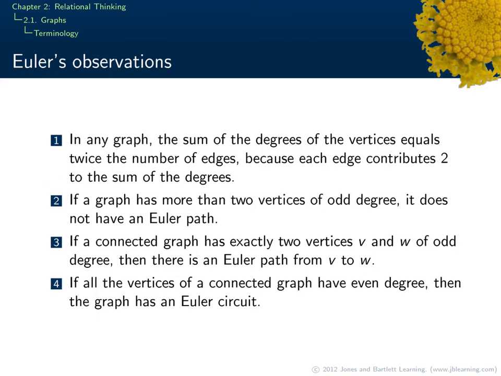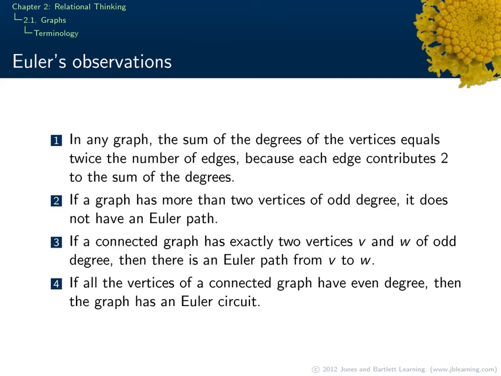We can use our new graph terminology to recount some of Euler's observations about graphs. So there are 4 observations listed here that he made. First is that if you take any graph and you look at the sum of the degrees of the vertices, that's going to be equal to twice the number of edges. That's because each edge contributes 2 to the sum of the degrees.